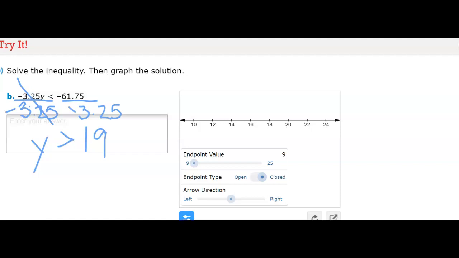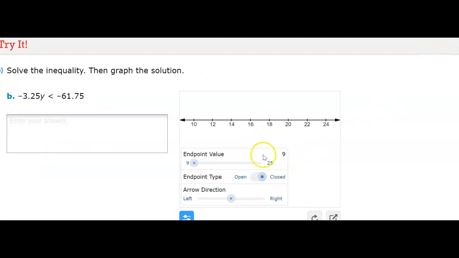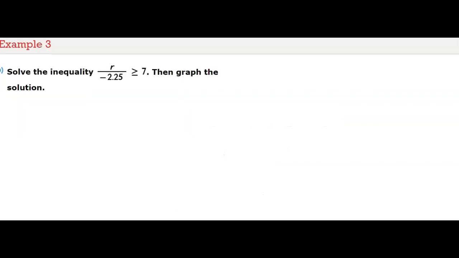So 19 is about here. And so we're going to use the little thing to show this. So 19 is here. No, actually it's about there. And then we're going to have an open circle. And because the y is greater than 19, our arrow is going to go to the right to show all the possible solutions for this inequality.